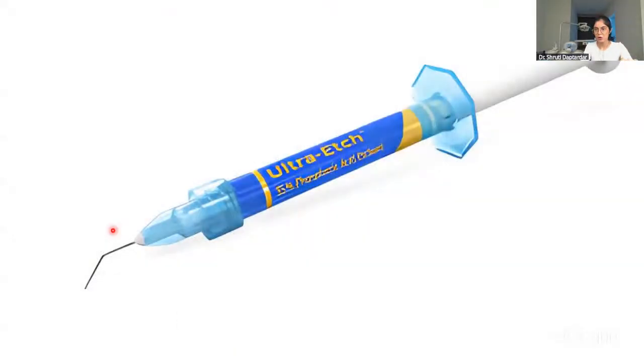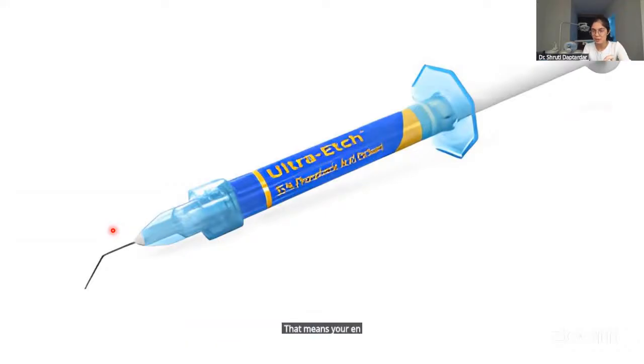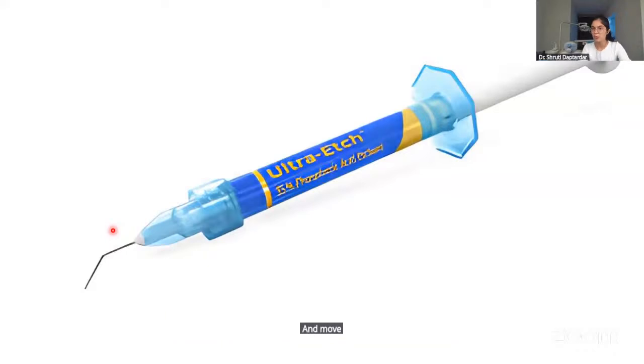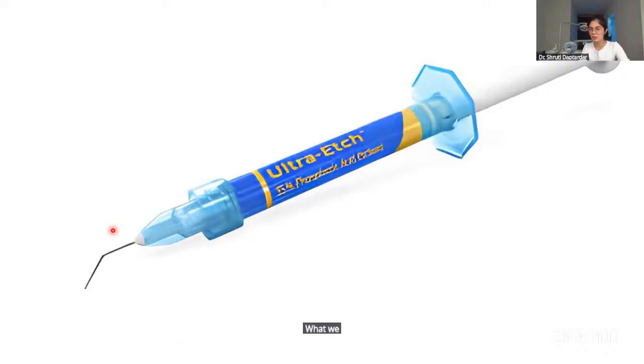Ideal quality of a good enamel etchant is it should be thixotropic in nature. That means your enamel etchant, the moment you dispense it, it should stay in place when it is undisturbed and move or flow when you apply slight amount of pressure. It should not be runny. Traditionally, we had two kinds of etchant in the market. One was what we are using right now, the gel form, and a liquid etchant.